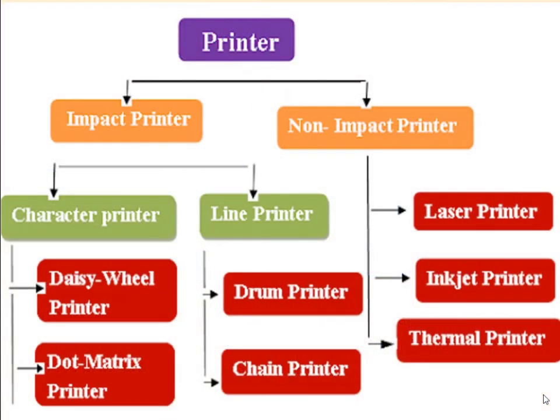Now, examples. You can see in this diagram, printer is classified into two types, impact printer and non-impact printer. Impact printer is further divided into two types, character printer and line printer. In character printer, you have daisy wheel printer and dot matrix printer. Whereas in line printer, you have drum printer and chain printer. On the other side, laser printer, inkjet printer and thermal printer are the examples of non-impact printer.